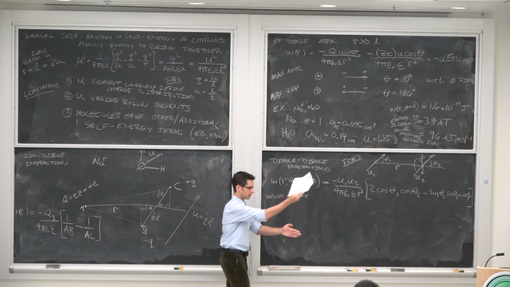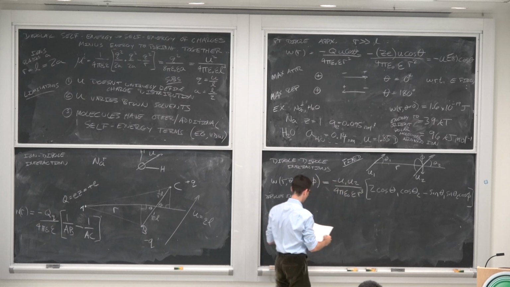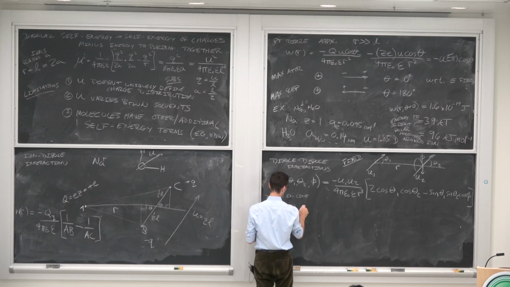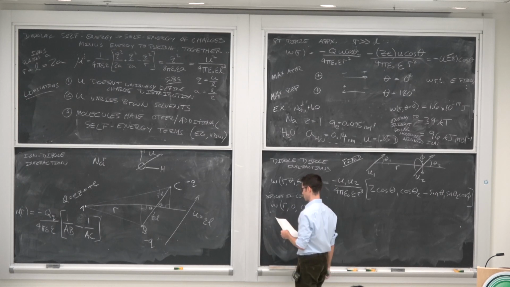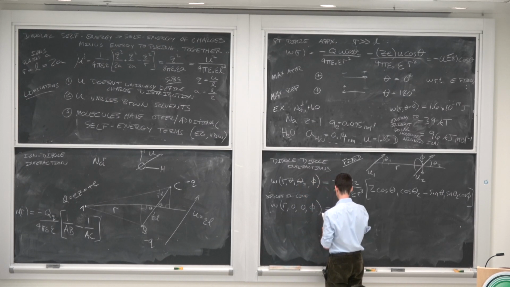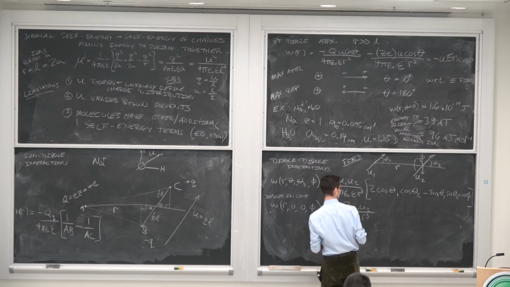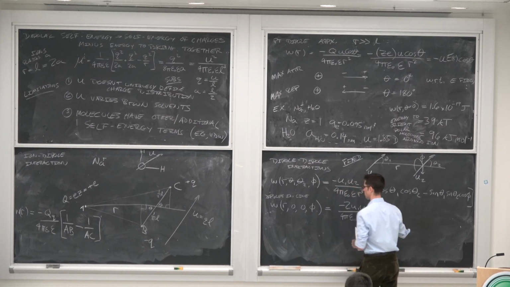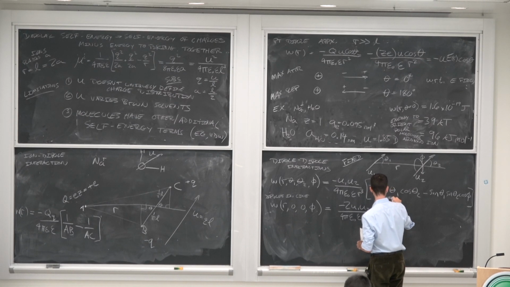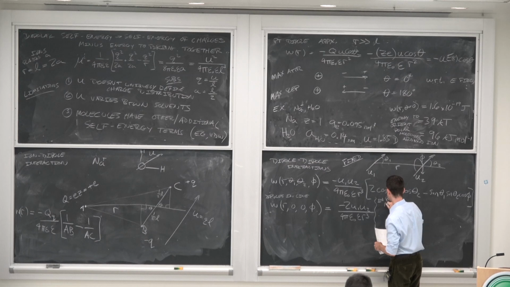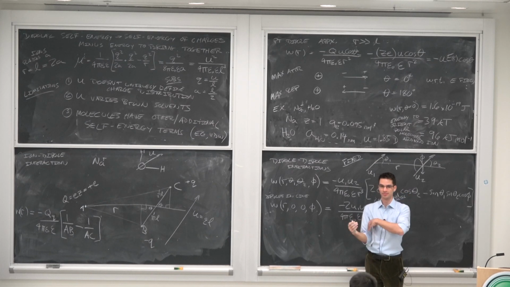So if they're arranged in a line, we have W of r, 0, 0, phi equals minus 2 u1 u2 over 4 pi epsilon naught epsilon r cubed, in parallel or anti-parallel, where we have one dipole this way, one dipole this way.